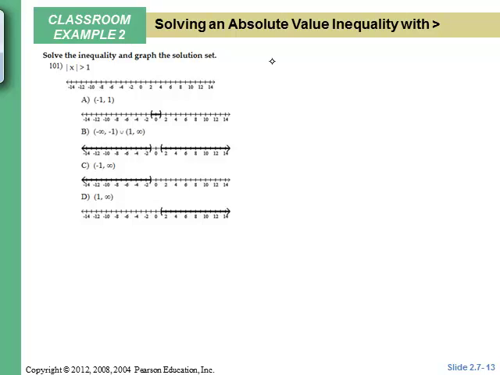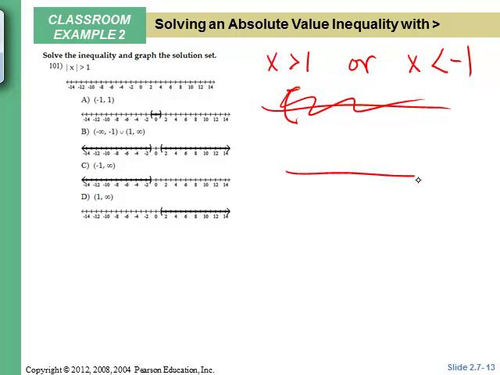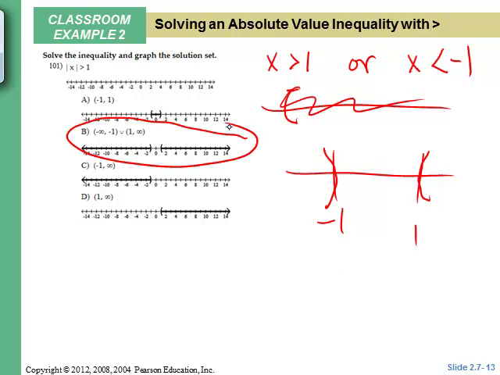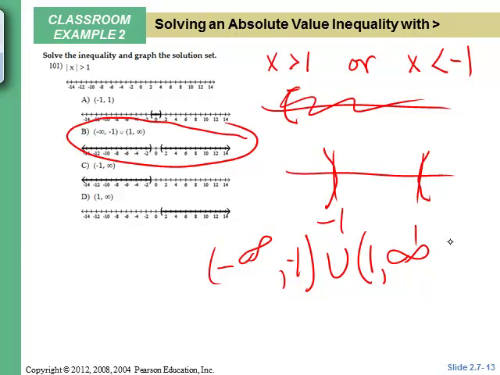So it would be x is greater than 1, or x is less than negative 1. Greater than 1 would be parentheses. Well, let's get our two critical values, negative 1 and 1. It's greater than 1 or less than negative 1. It looks like it's this one right here. And then our interval notation would be negative infinity, negative 1, parentheses, union, 1, infinity, parentheses.